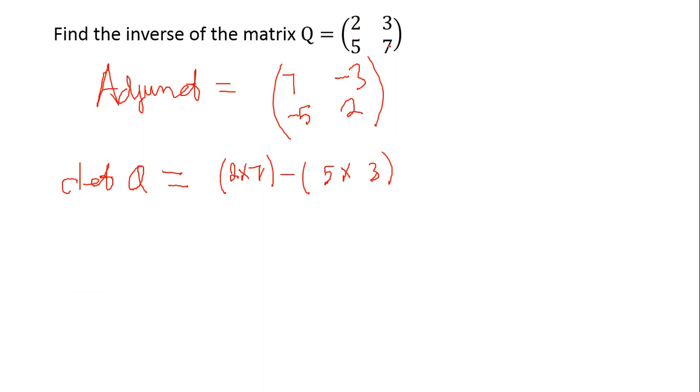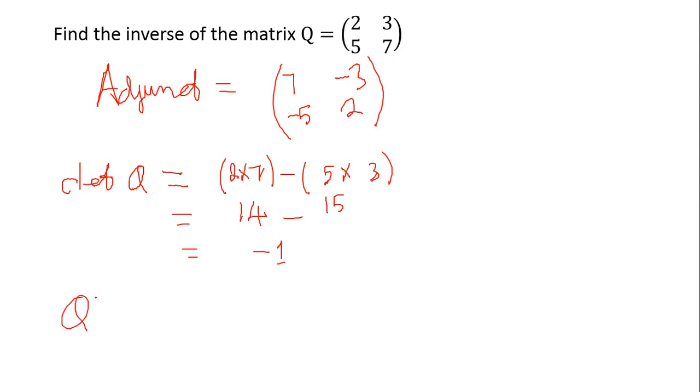So 2 times 7, 5 times 3. So 2 times 7 is 14 minus 15, and this gives us -1.